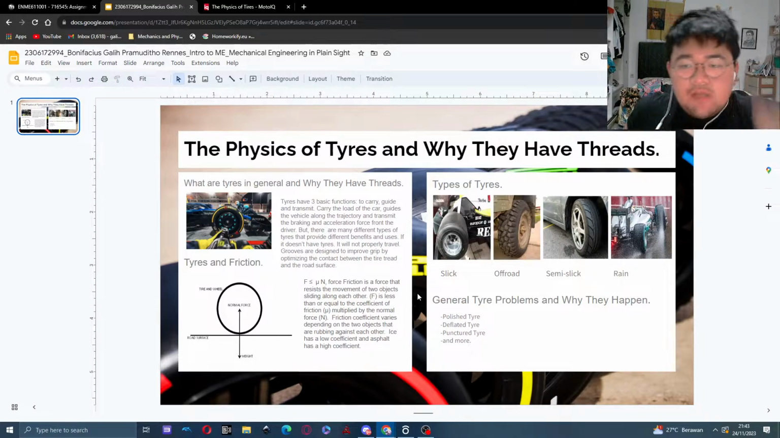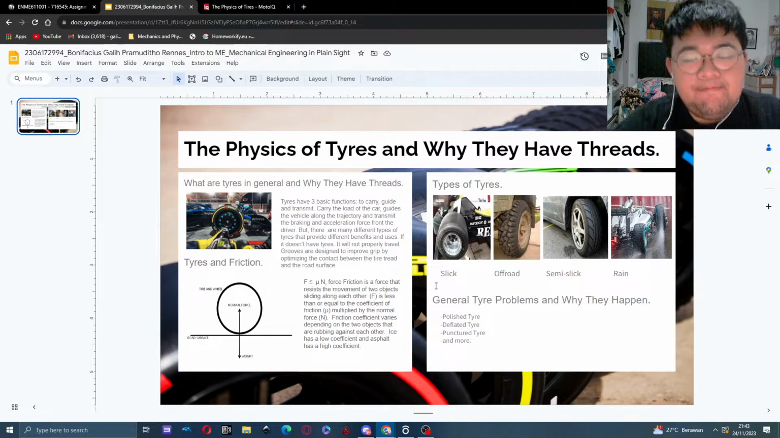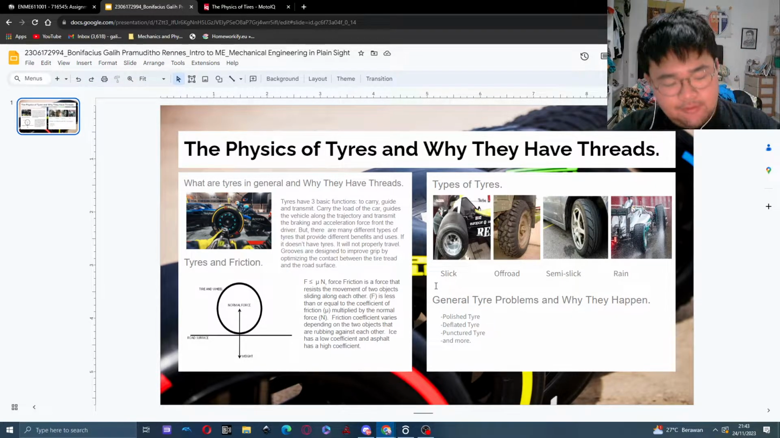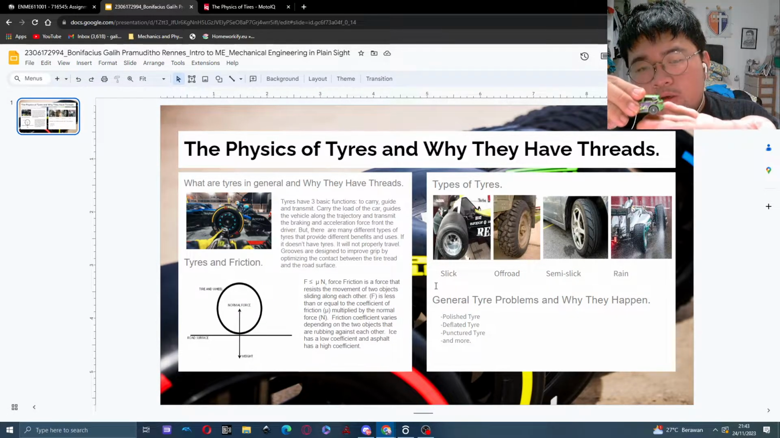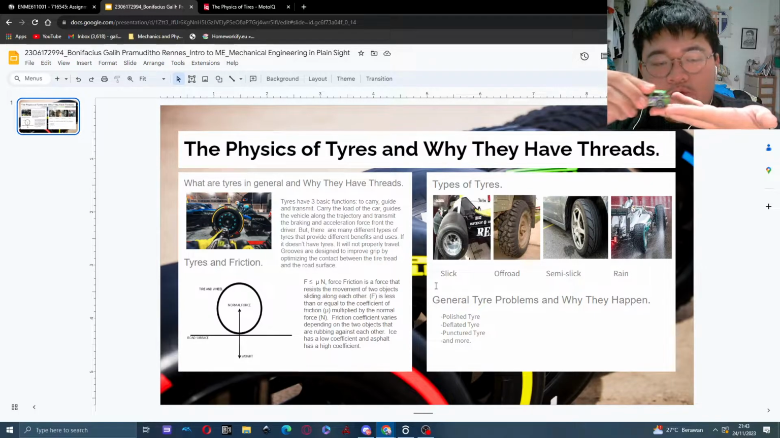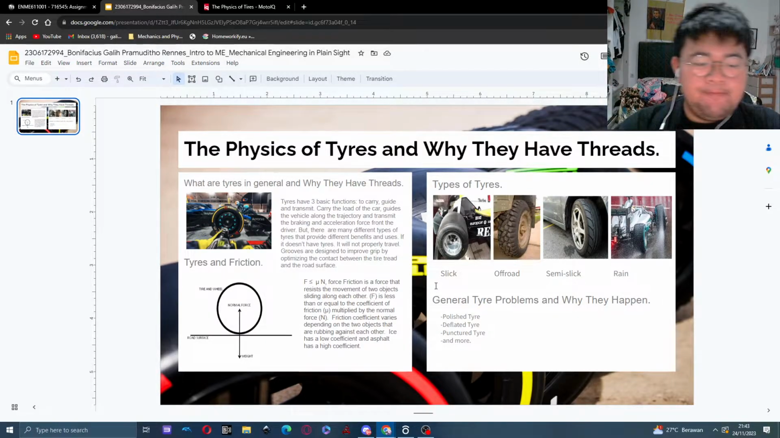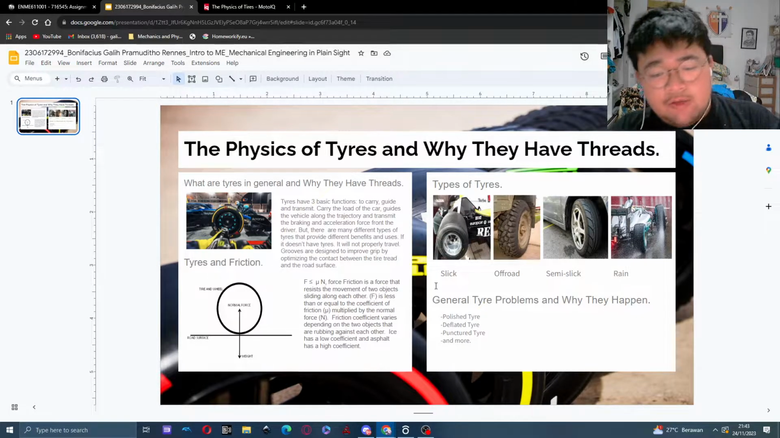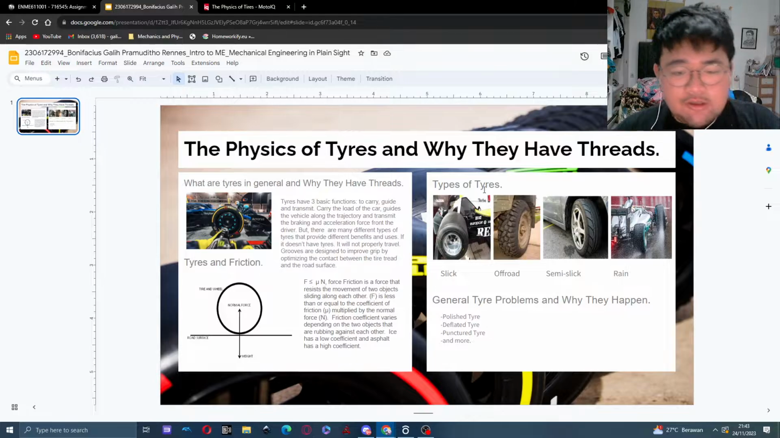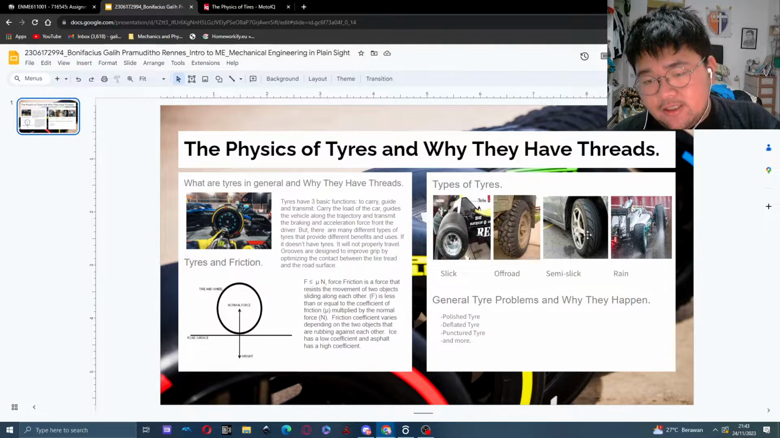There's also this phenomenon called wheel spin, where the car exceeds too much power that it just slides on the road without moving. It is due to the force having too much power, hence it cannot make contact to the ground. There are also types of tires which have different uses.